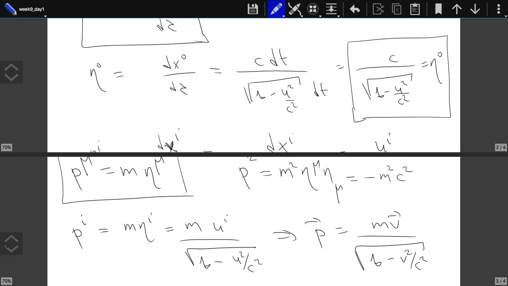Sorry, I made a mistake over here. This is not v, this is u. I repeat, u is the velocity of the object in the reference frame that you are looking at it. The total energy of the object.